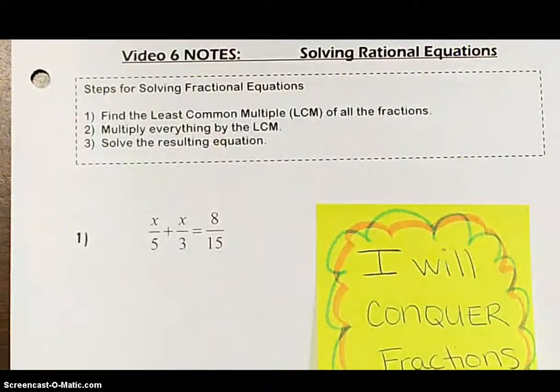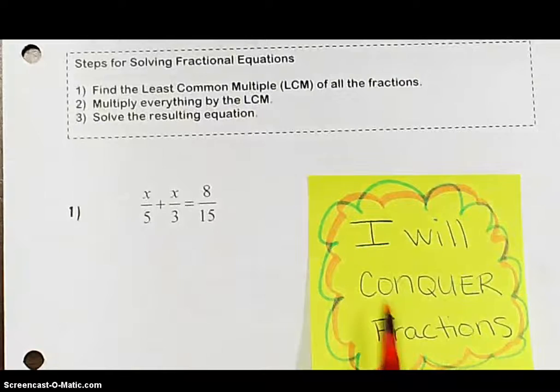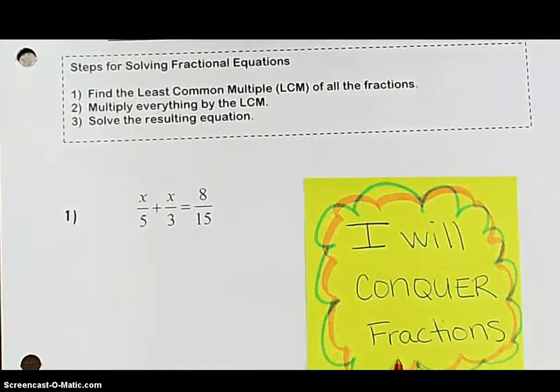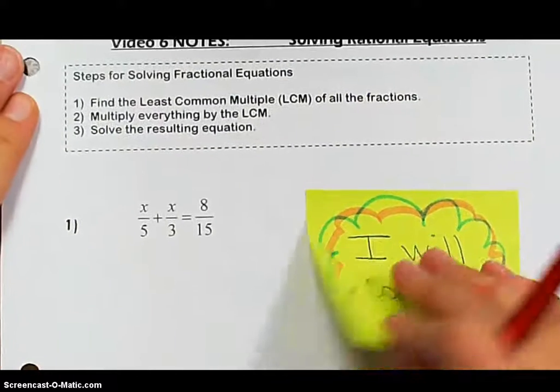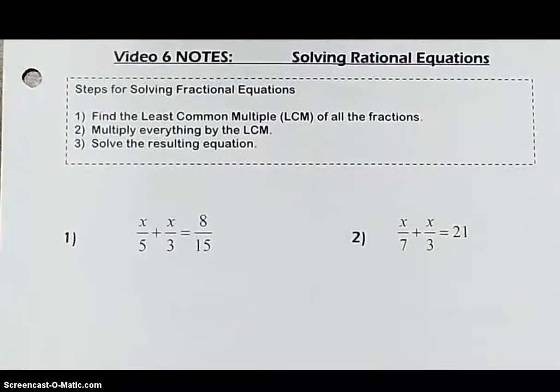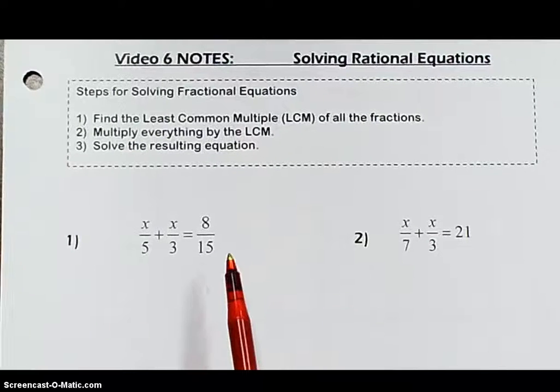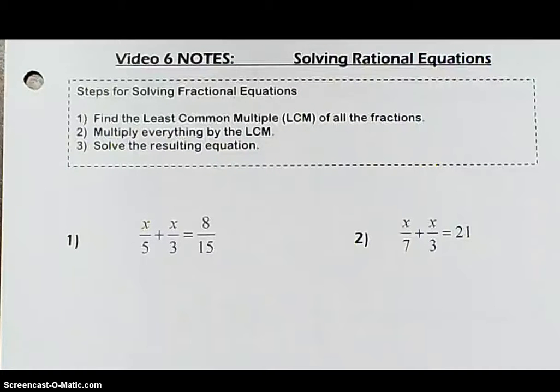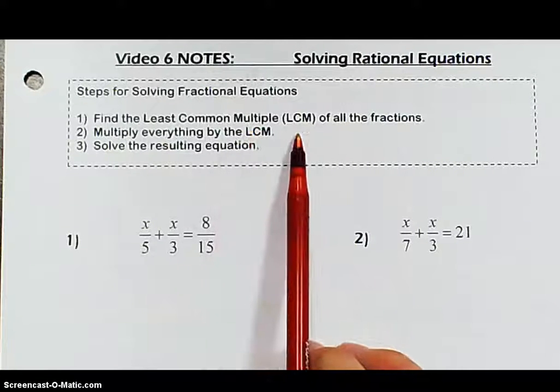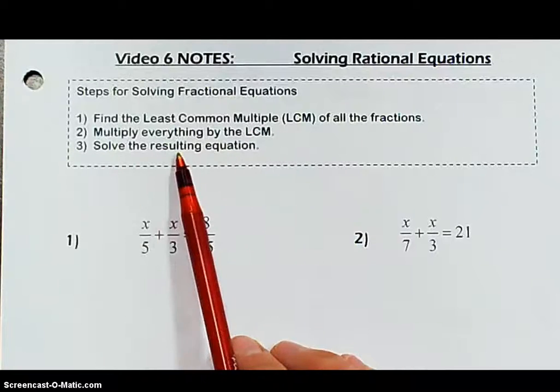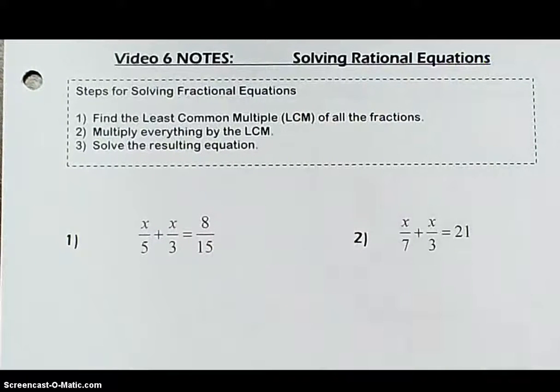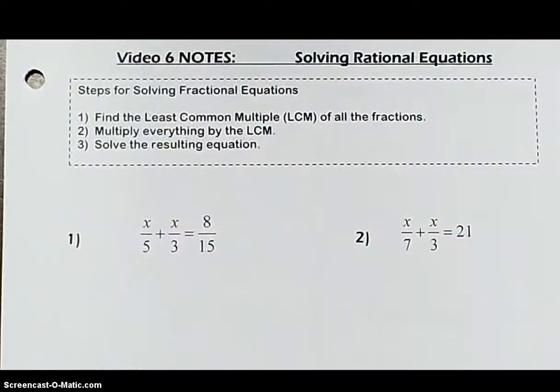We are still working with fractions, so our motto is I will conquer fractions. Let's take a look at our different equations for today. Here are your steps for solving fractional equations. We need to find the least common multiple of all the fractions. We're going to multiply everything by that least common multiple, and then solve the resulting equation. What we're going to try to do is completely get rid of the fractions.